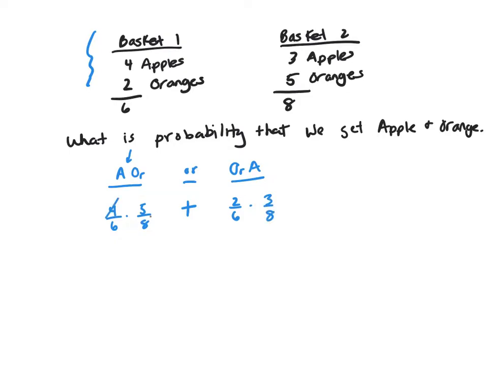So 4 will go into 8 twice. That leaves you 5 over 12 plus 2 will go into 8 4 times. 3 will go into 6 2 times. That's 1 over 8. And a common denominator when we add fractions will be 24 plus 24. And that's going to be a 10. And this is going to be a 3. So I get 13 over 24 for my answer.